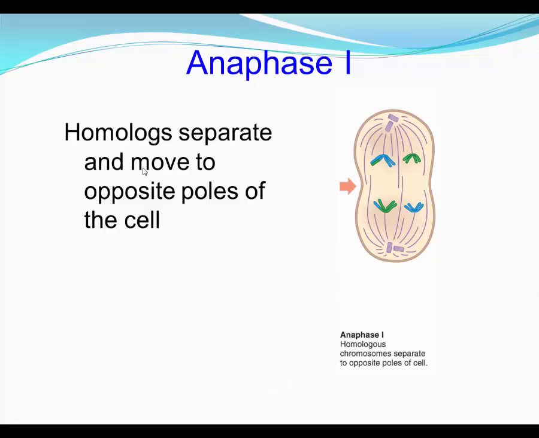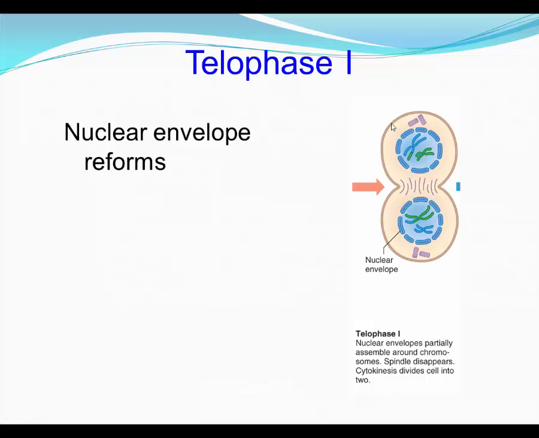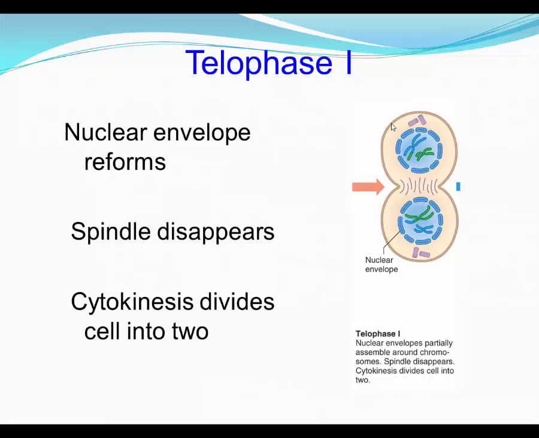Here you see the sister chromatids remain attached at their centromeres and move to the opposite ends in anaphase I. In the final phase of meiosis I, we see that the nuclear envelope that disappeared in prophase I comes back and the spindles disappear. This allows the actual division of the cells, called cytokinesis, to result in the 2 separate haploid daughter cells.